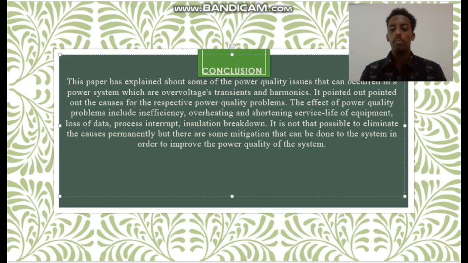It is not possible to eliminate the cause permanently, but there are some mitigations that can be done to the system in order to improve the power quality of the system.